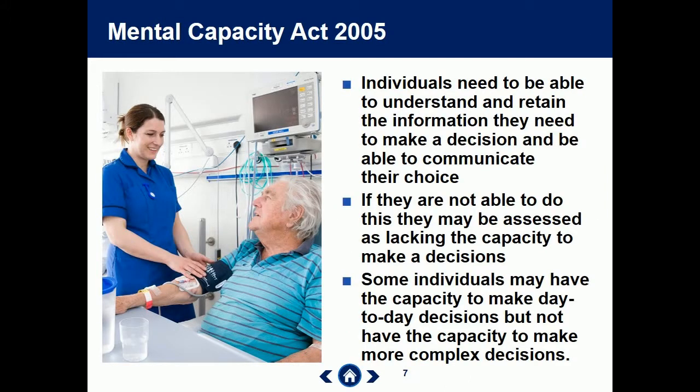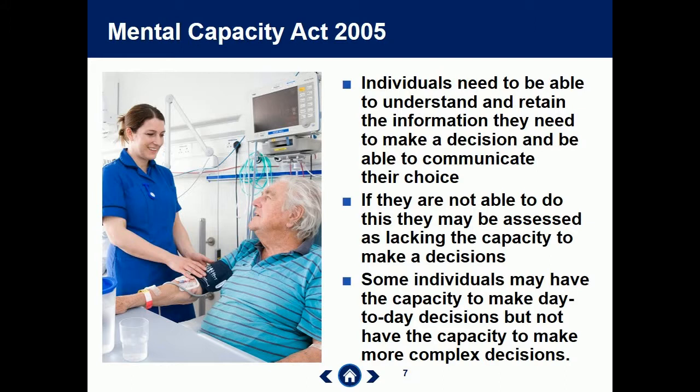Additional information. Every effort should be made to support an individual to understand information and to communicate their choices. Individuals can be supported to make decisions by involving other people they trust, like friends or relatives. An advocate might be an additional option to help them to make a decision.